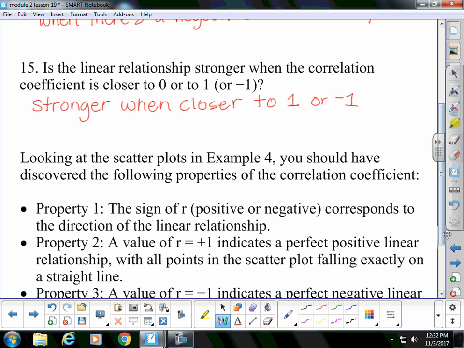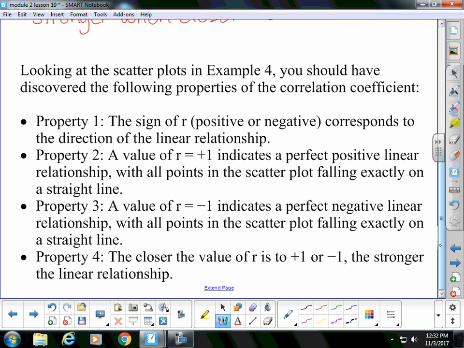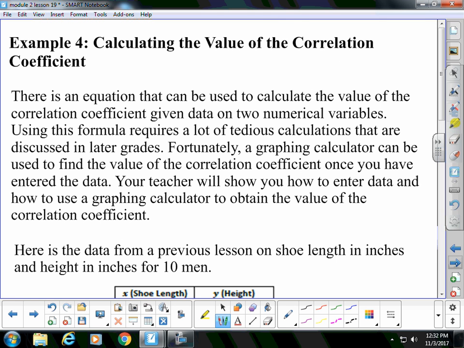Looking at the scatter plots in example 4, you should have discovered the following properties. Talking about the signs, the positives and negatives: the positive or negative corresponds to the direction of the relationship. Positive 1 means that it's perfect, which I kind of pointed out. Negative 1 means that it's a perfect negative graph. And the closer to the value of 1, the stronger the relationship. I was saying those things as we went through them.